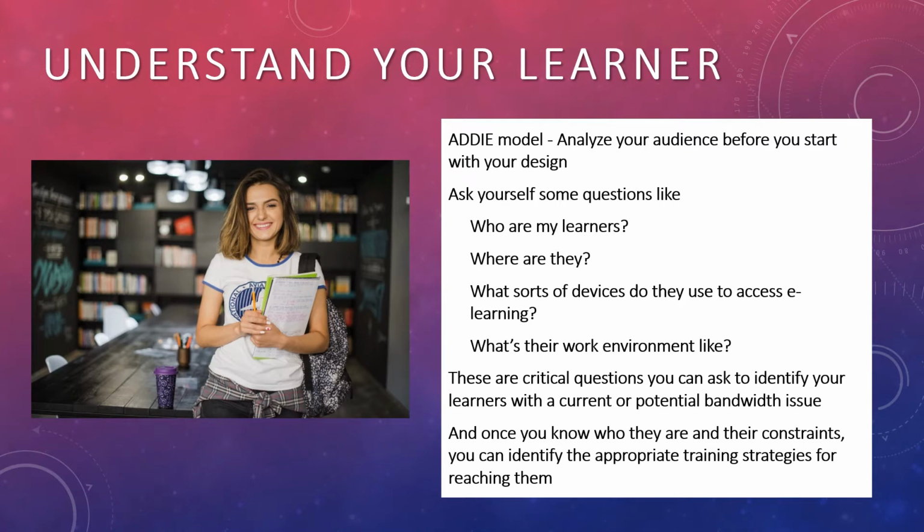One of the fundamentals of effective instructional design is the ADDIE model. Analyze your audience before you start with your design. Ask yourself some questions like, who are my learners? Where are they? What sorts of devices do they use to access e-learning? What's their work environment like? These are critical questions you can ask to identify your learners with a current or potential bandwidth issue. And once you know who they are and their constraints, you can identify the appropriate strategies for reaching them.